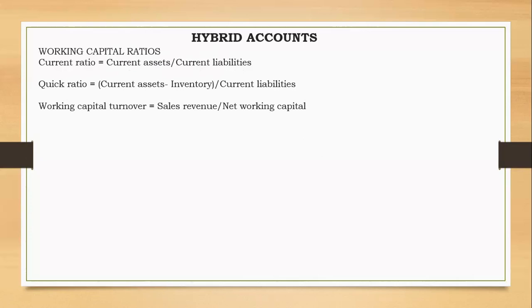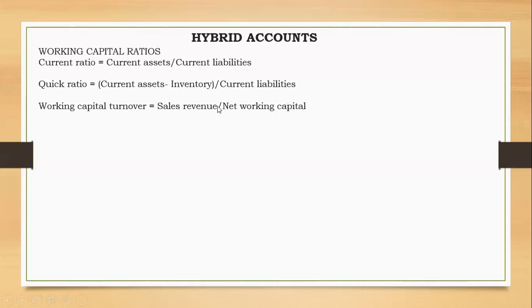That means we are not sure whether we can convert them to cash easily, and usually we deduct the inventory figure. Then we have working capital turnover. This equals sales revenue over net working capital. You also see this as very important when you come to overcapitalization topics. So you take sales revenue over net working capital.